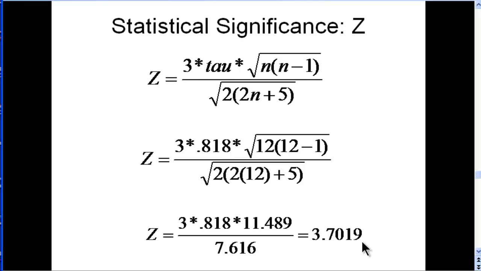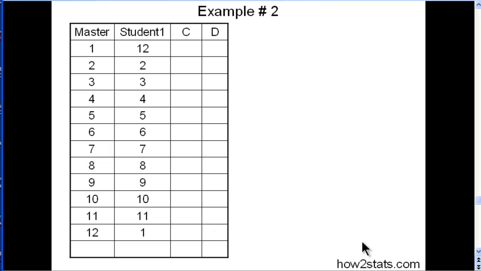But as long as you know that Z, any value greater than 1.96 is going to be statistically significant against the Z table with alpha set at 0.05. It's always going to be 1.96. So as it's larger, it's statistically significant. So there's a statistically significant association in the first example with a Kendall's tau coefficient of 0.818.